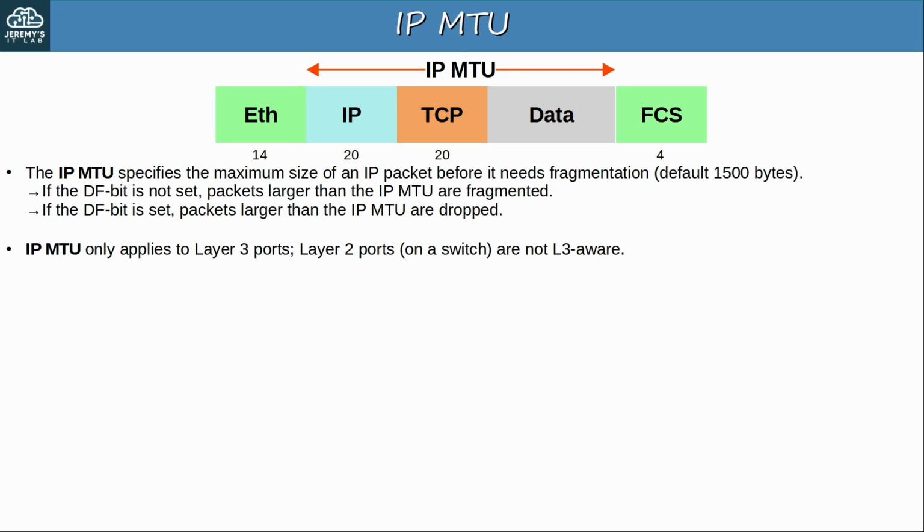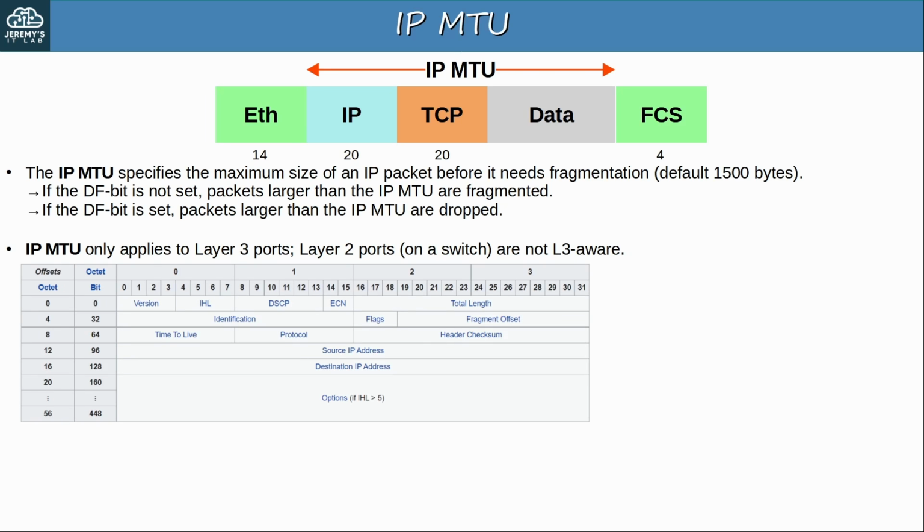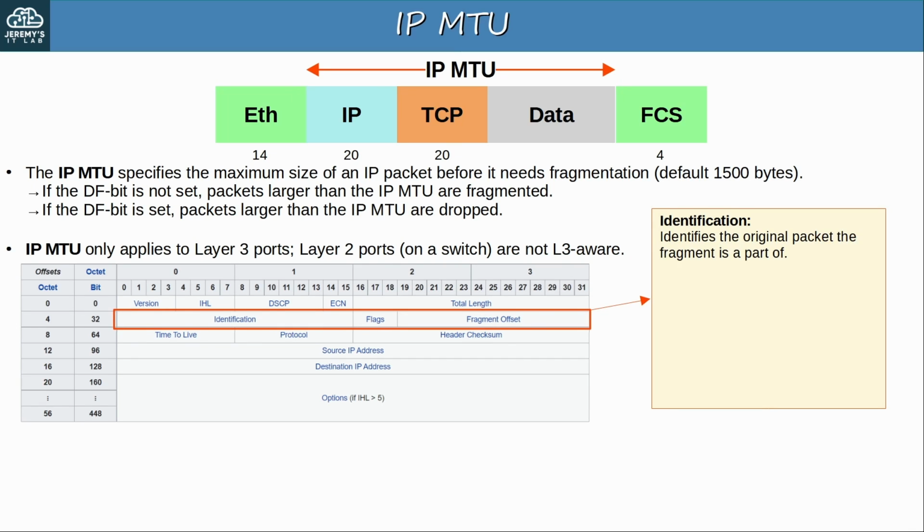Note that IP MTU applies only to layer 3 ports. Layer 2 ports on a switch are not layer 3 aware, so they don't think about the IP MTU. Here's the IPv4 header. Do you remember which fields are involved in fragmentation? It's these 3 here, starting with identification. The identification field identifies the original packet the fragment is a part of. Fragments of one packet will all have the same value in this field.